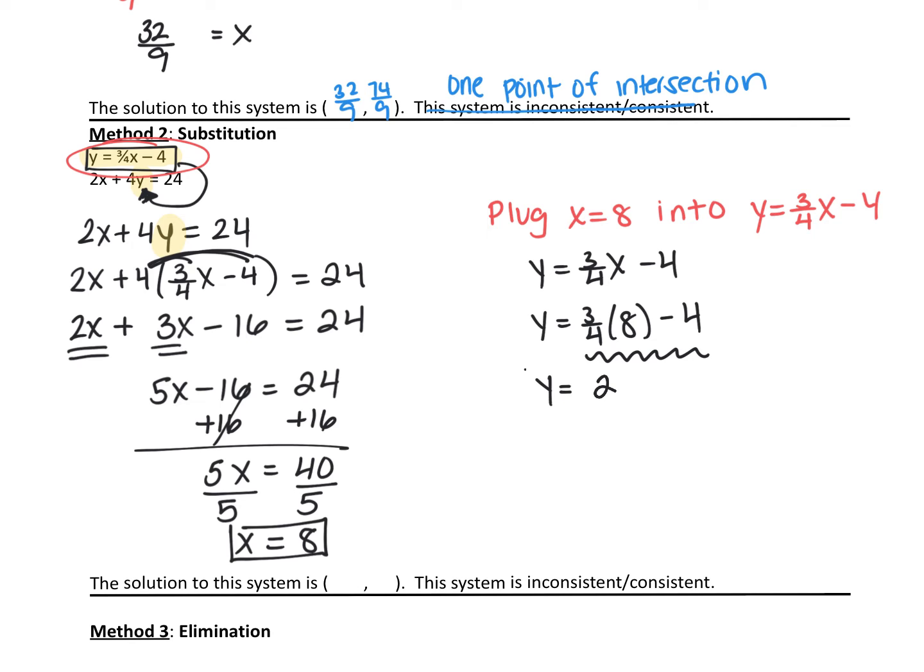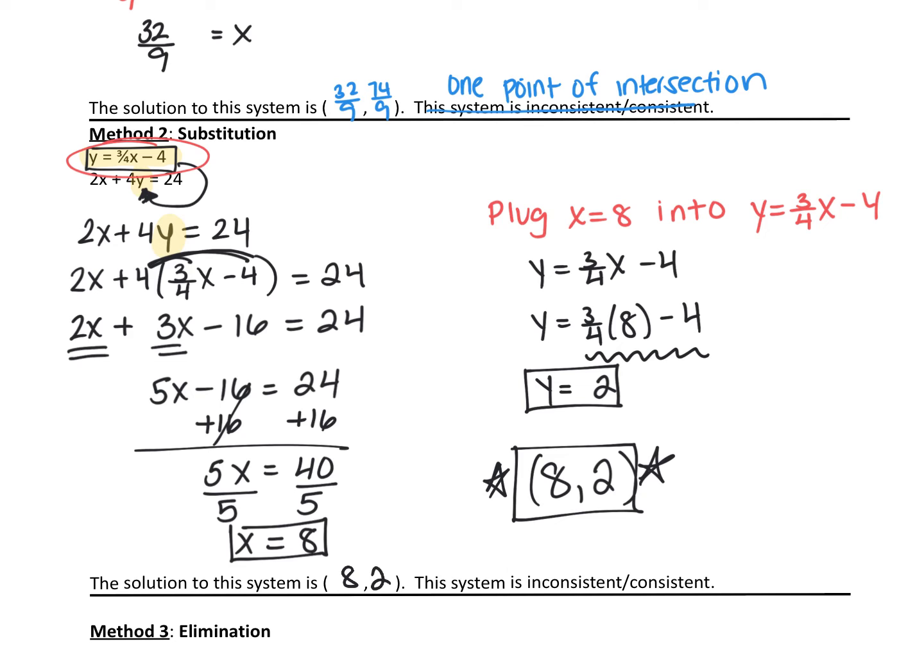So my final answer is a point, right? It's a point of intersection. So 8 is x and y is 2. So the final answer is my coordinate point. So again, the solution to the system of equations is 8, 2. Again, we don't have to do this part, but we're just going to say that there is one point of intersection.